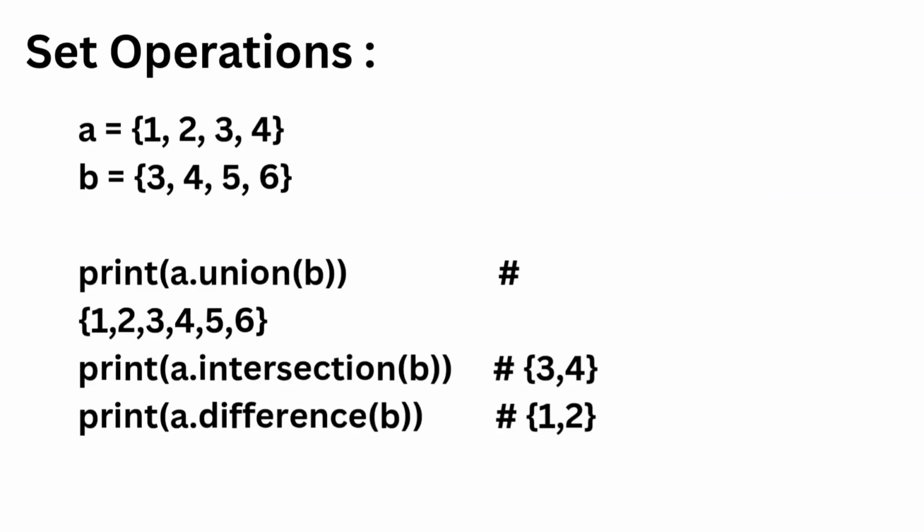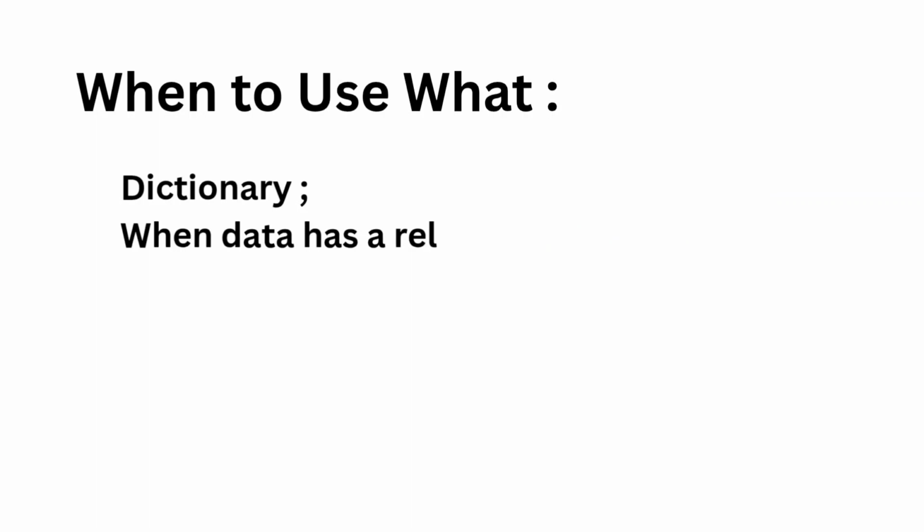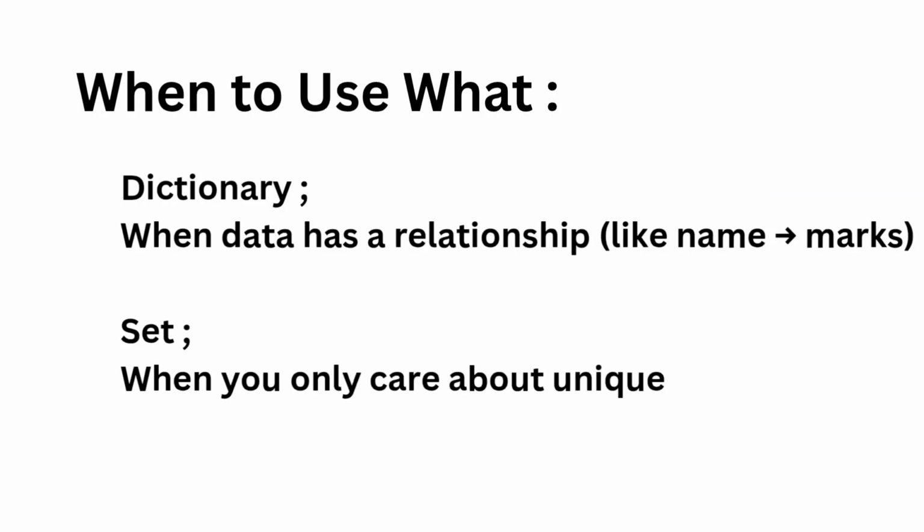Sets are perfect when you need to remove duplicates, like when cleaning data from a CSV file. A dictionary is used when data has a relationship, and a set is used when you only care about unique values. Knowing when to use which structure can make your code cleaner and faster. So that's all about dictionaries and sets, two game-changing data structures in Python.